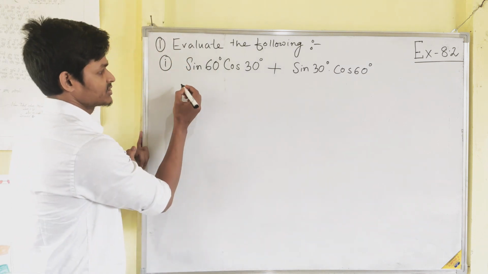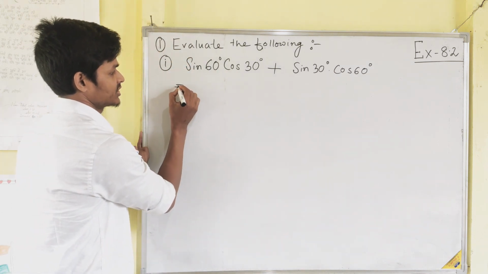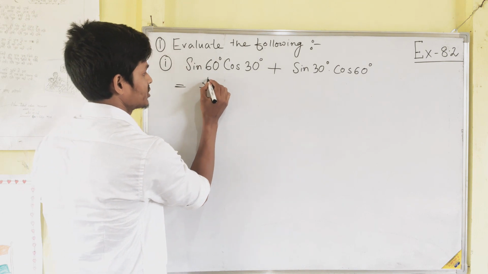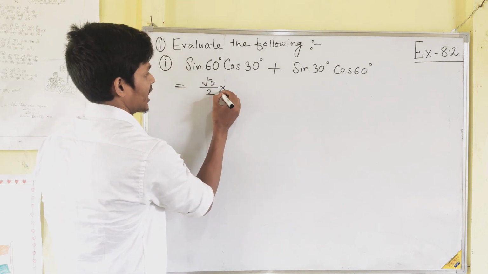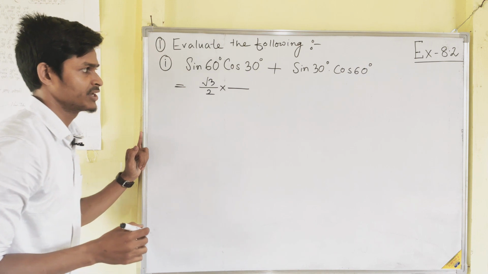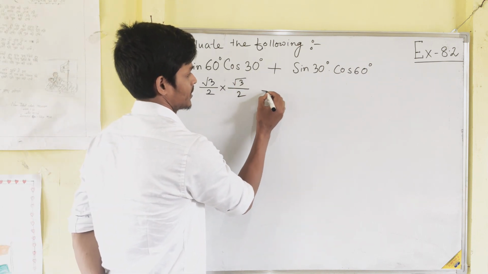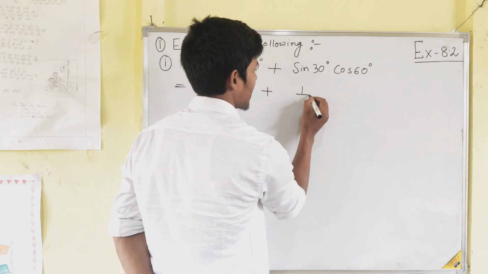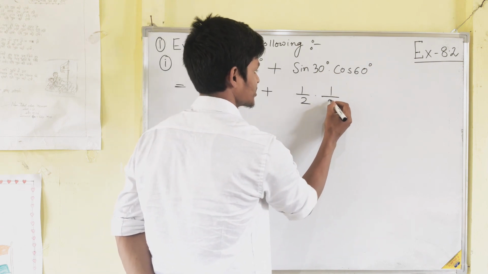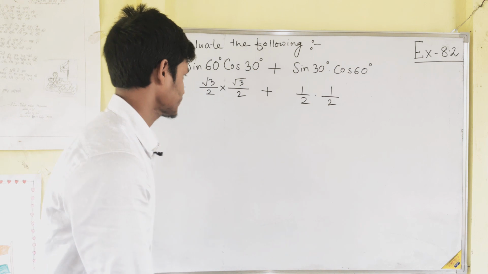The first, sin 60 degree. What is the value of sin 60 degree? Sin 60 degree is root 3 by 2. And what is the value of cos 30 degree? Cos 30 degree is also root 3 by 2. Plus sin 30 degree is half, and also cos 60 degree is half.